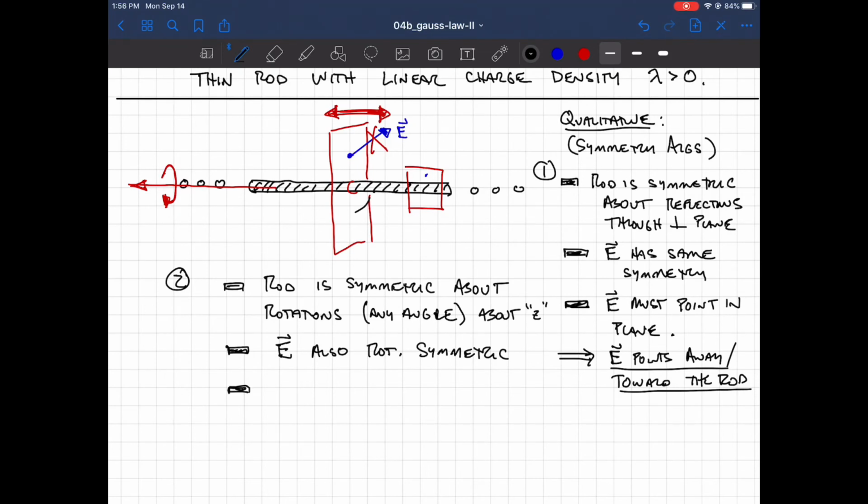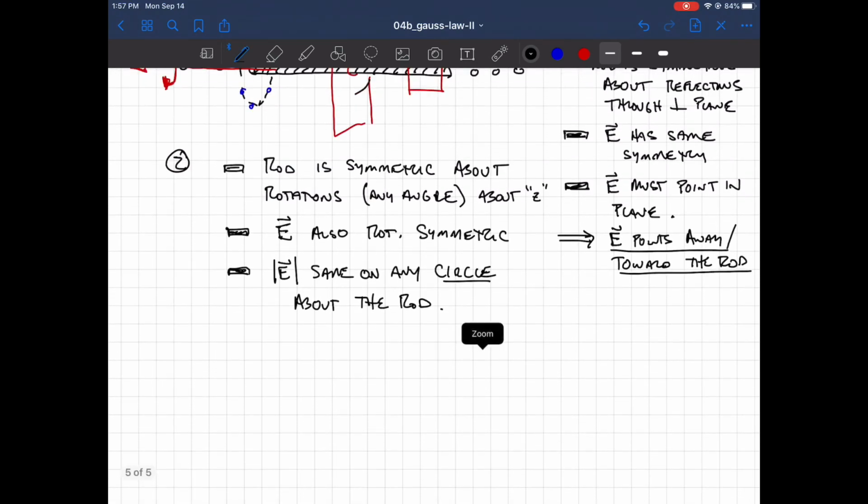And what does that imply about the electric field? Well, remember that a rotation will connect points in a circle. The points here must have exactly the same magnitude of the electric field, because you can rotate one into the other by an arbitrary rotation, and the electric field must stay the same. So the statement is that the magnitude of E is the same on any circle about the rod. Let's just finish up the problem now. We can do the quantitative part.